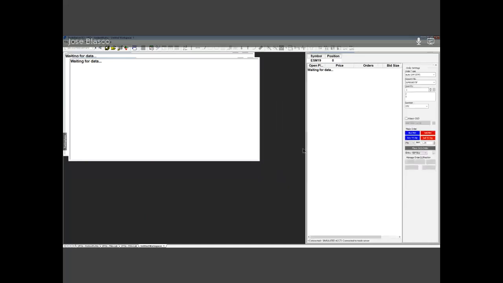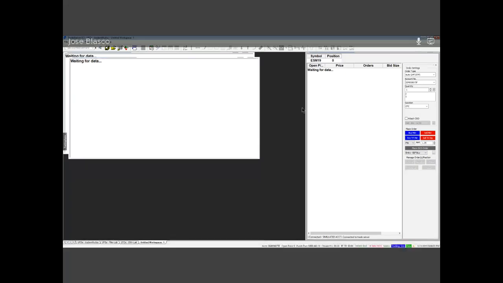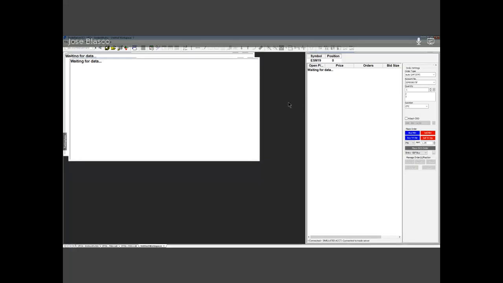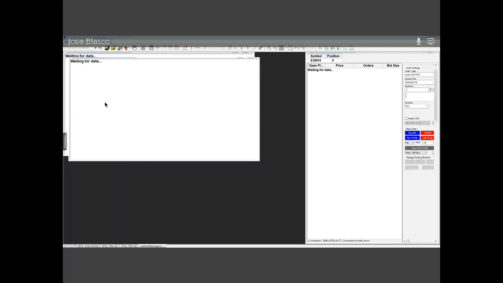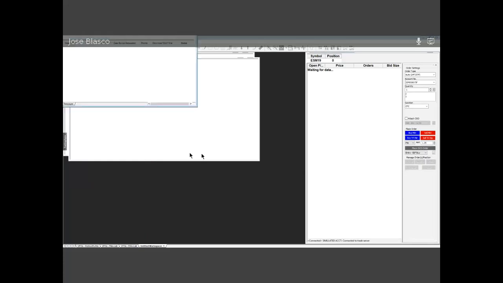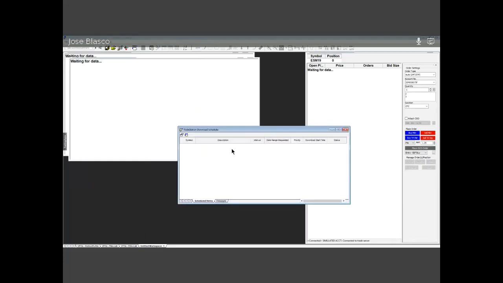For some mysterious reason, it's taking a long time waiting for data. Do I have data connected? Yeah, I am connected with data, so it should be fine. Let me see. When this happens, the download scheduler here usually has some data, but at this moment in time, it doesn't seem we got anything in the download scheduler. So we're just gonna be patient and wait there.